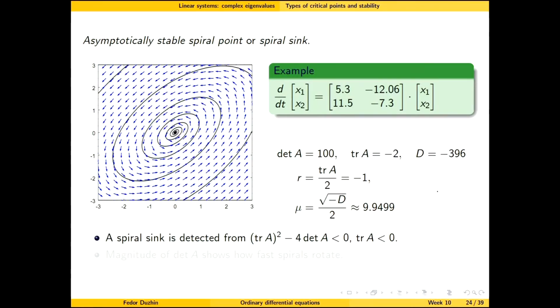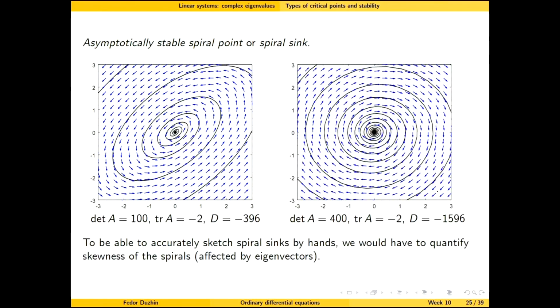All right, so this is a spiral sink, and here the magnitude of the trace of A tells us how quickly spirals approach the origin, and the magnitude of the determinant of A kind of shows how fast the spirals rotate. Okay, well, in a way. So these are two more examples.